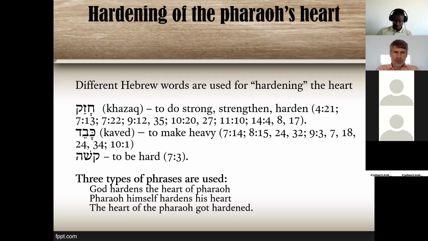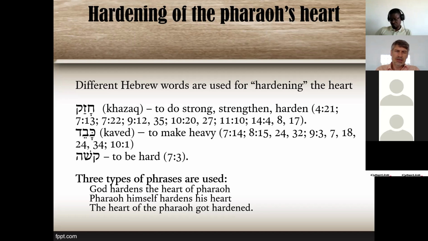And another word, kaseh, is used only one time, and it is especially used to describe a hard neck. In English you are a stiff-necked people, something like this. So this term, what is interesting, is later applied to the Israelites: kaseh.